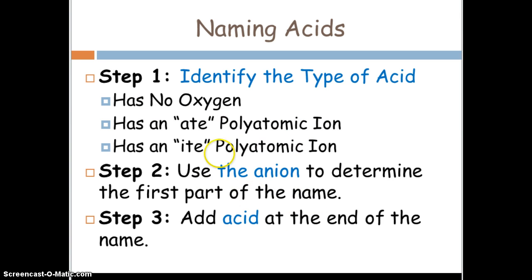The steps to naming acids. Remember that you should identify the type of acid, like we just talked about on the last slide. Use the anion to determine the first part of the name, and then add acid to the end of the name. Okay, so let's practice with a couple of examples on this next slide.